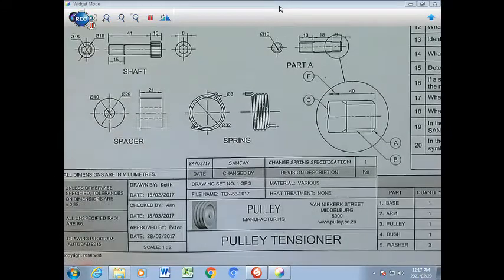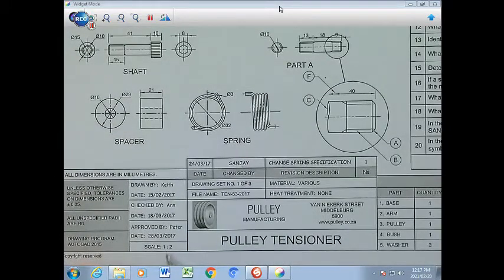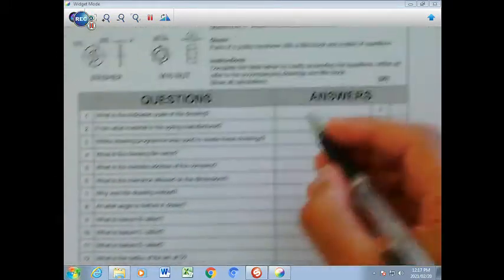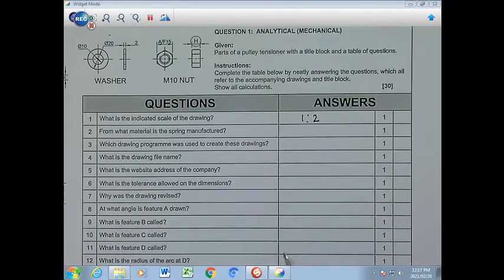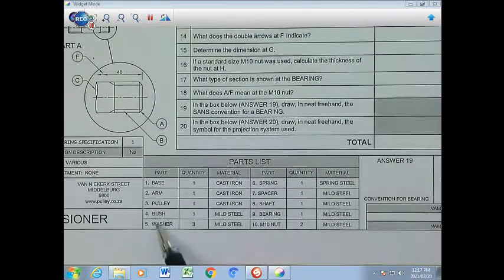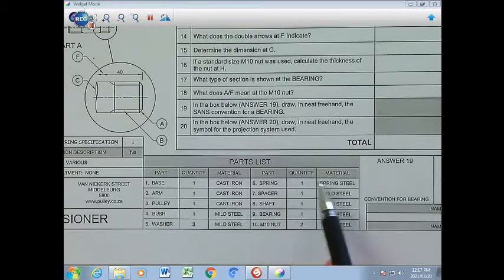So you're going to scroll down here and you're going to find the scale as 1:2, and that's what you're going to write in there. 1:2. From what material is the spring manufactured? So we're going to go to the part list and you're going to find where's the spring, and you're going to find it right there. It's made of spring steel.